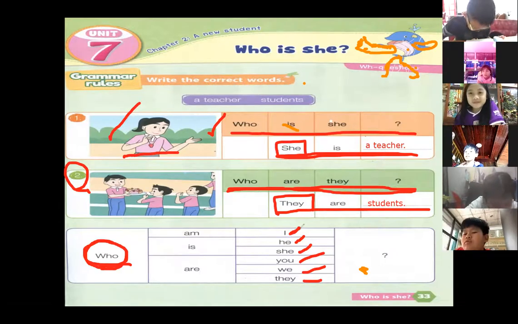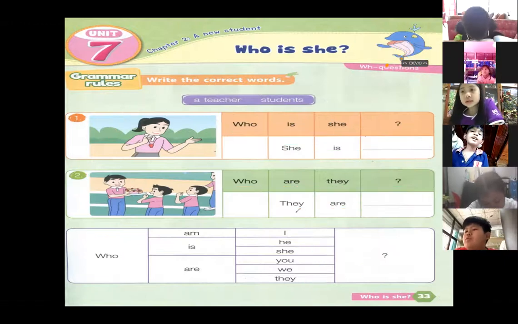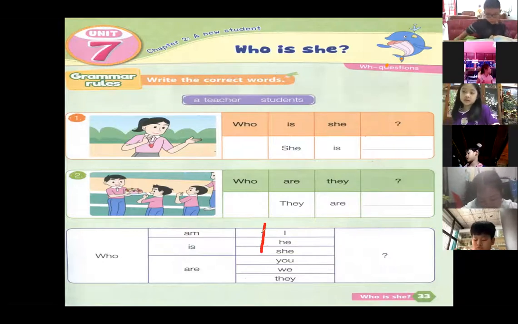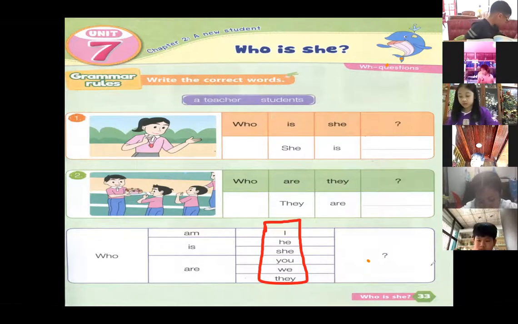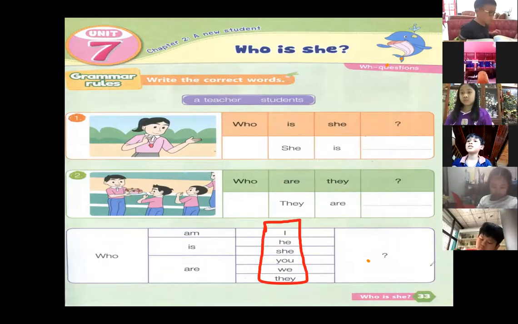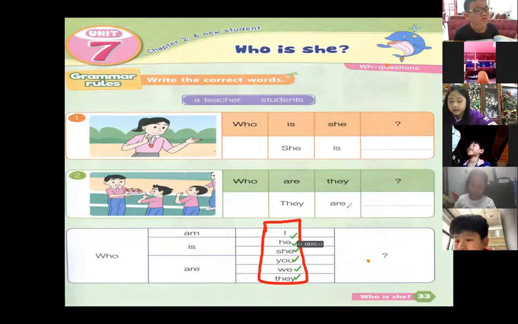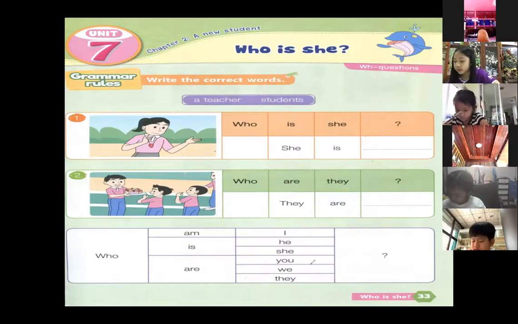So can you read this, please? Let me call teacher Patch. You can call someone to read this. I would like to hear Prow, please turn on your microphone. Prow, can you read it in the box? I, he, she, you, we, they. Very good. So every time you're going to ask who.